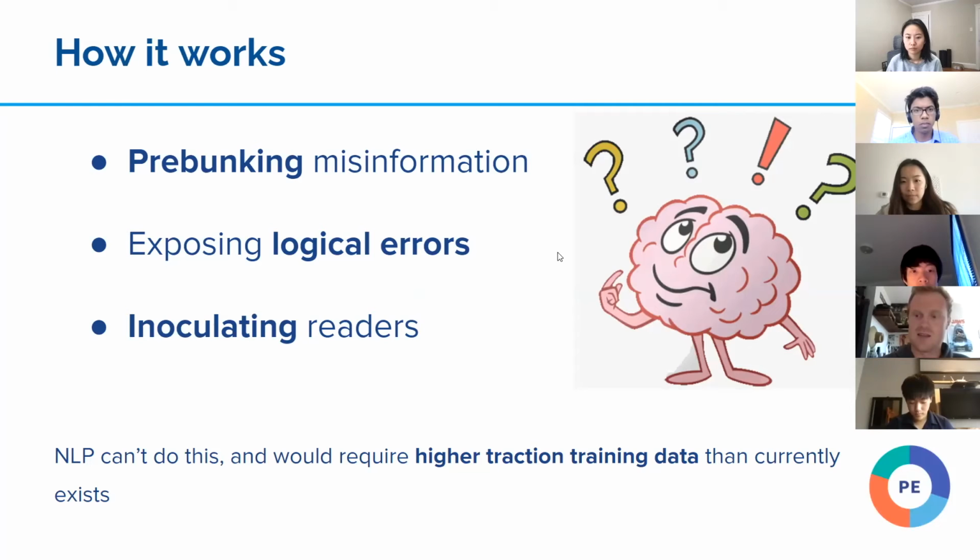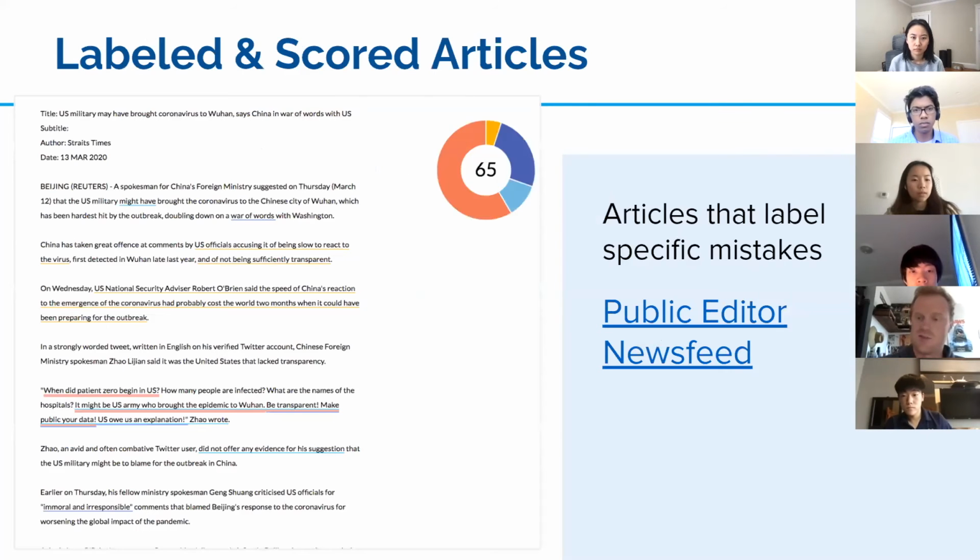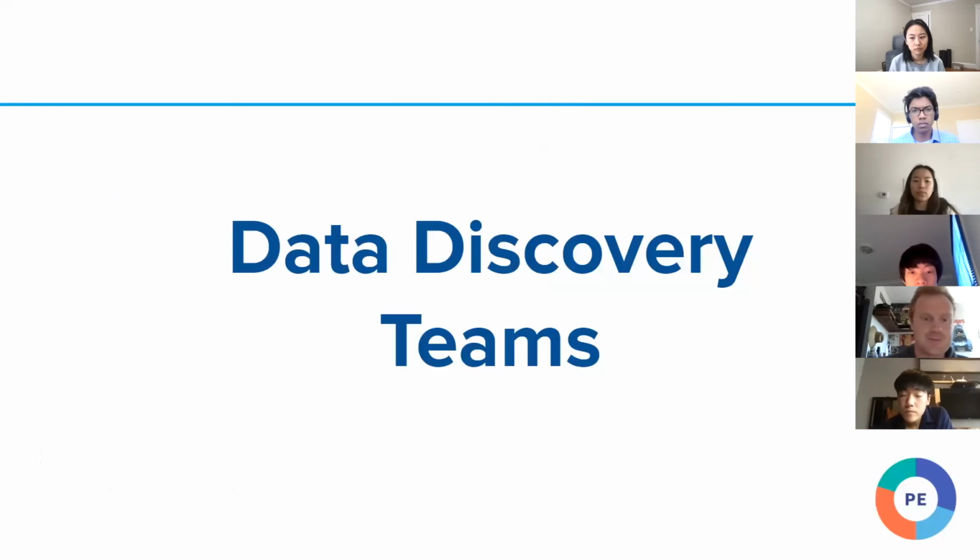If people have been seeing these labels before, they'll start seeing them on their own, even in articles we haven't labeled yet. NLP doesn't work as well with different contexts, like sarcasm and metaphors. And so the only way to get high enough traction and training data for this is with Public Editor. This is what the output looks like. It's a labeled and scored article that Andy can tell us more about because he's been working on it.